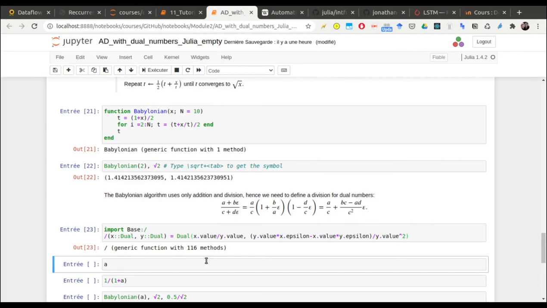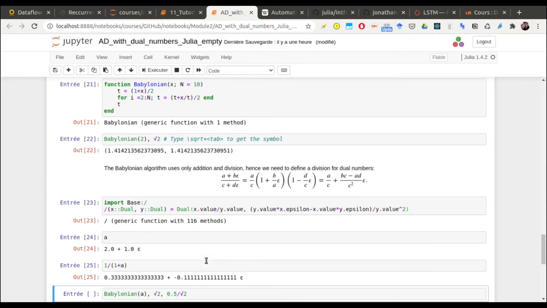Okay, so let's check that it's working. You see that now I can do division. What Julia is doing here is that these are numbers, so everything is put into dual, and then I'm dividing 1 by 1 plus a, and a's value is 2, so the value of this is 1/3, which is this.